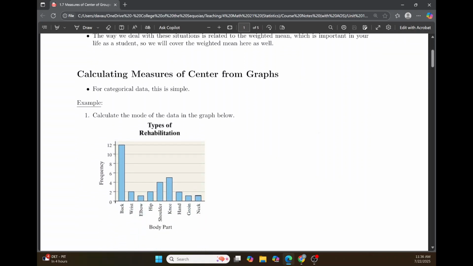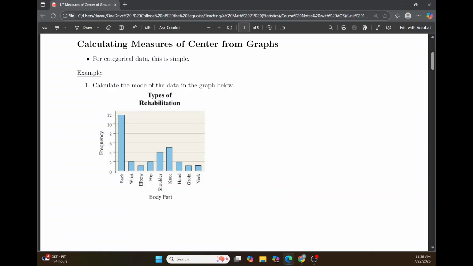So if you're looking at a graph of some categorical data, so if you're looking at a bar chart, then calculating measures of center is very simple, because if you have categorical data, the only measure of center that you can compute is the mode. And the mode is very easy to see from a bar chart, as we discussed in the previous section, right? So in this particular case, we have injury locations. We've seen this example a couple times, and we're asked to calculate the mode of the data. Well, clearly the mode is back, right? That's the observation that occurs most frequently. So mode equals back.